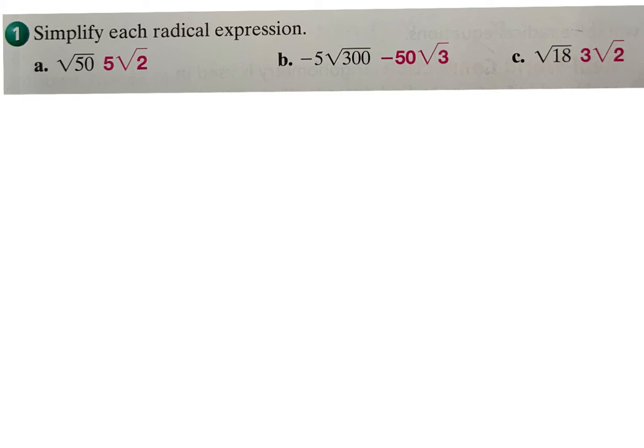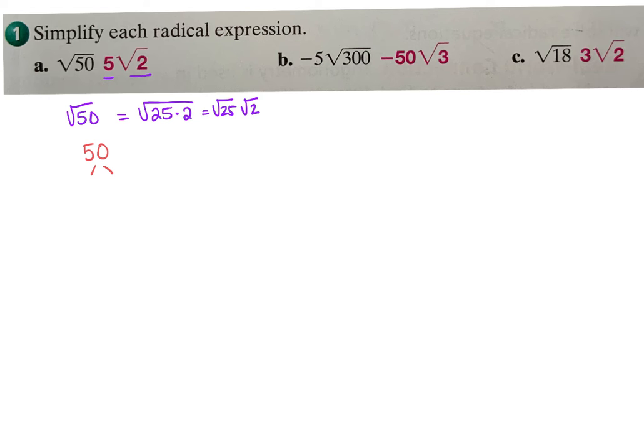Let's start with A. I have the square root of 50. And so if you noticed that had a perfect root, you may have known that that's 25 times 2. And so you have the square root of 25 times the square root of 2, which is how we get 5 times the square root of 2. Now, if you did not know that there was a perfect root, then you can use your factor tree. And you can really use any numbers that you want.